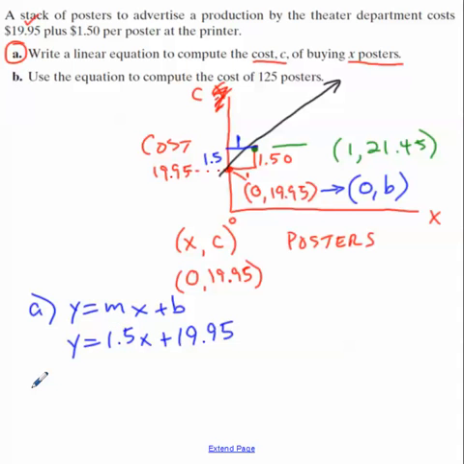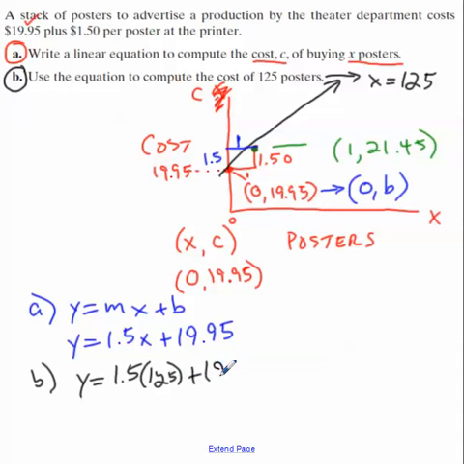All right, so let's go to question B. Question B says, use the equation to compute the cost of 125 posters. Well, what does 125 posters mean? That x equals 125, correct? Because x is the number of posters. That means we simply evaluate y equals 1.5x plus 19.95 for 125. The y is the cost, and in fact it probably should be c. All these y's should be c's if we're being consistent, but we can call it y.